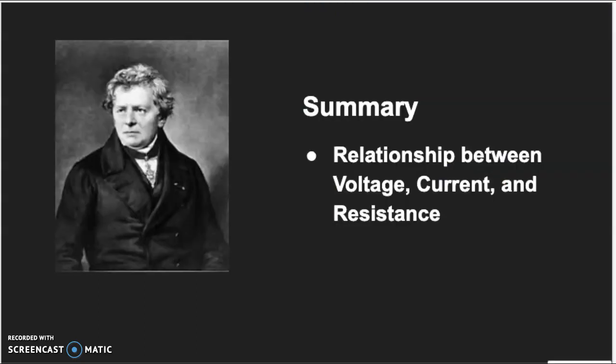So in summary today, Ohm's law basically just describes a relationship between voltage, current, and resistance. This is a picture of George Ohm, who discovered Ohm's law or wrote Ohm's law back in the 1800s. And so with this, we can learn more about our electrical world and circuits and how to use them. Thanks.